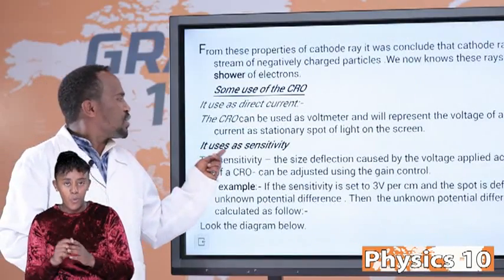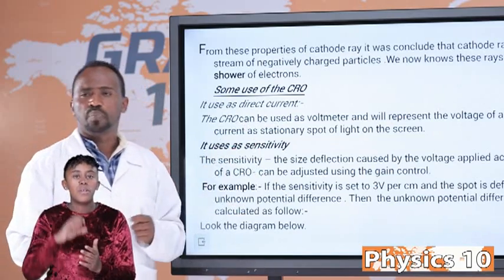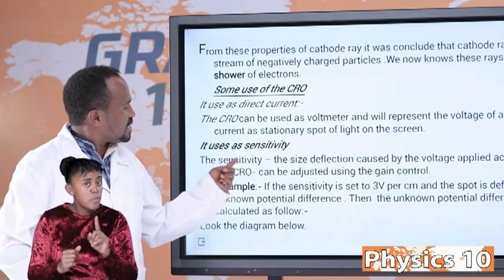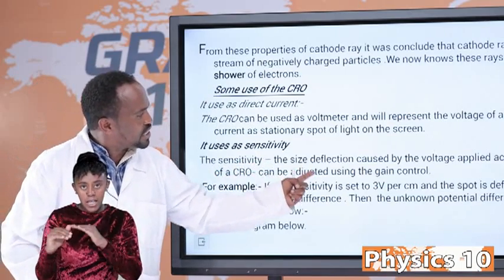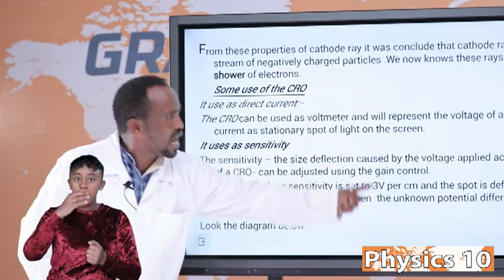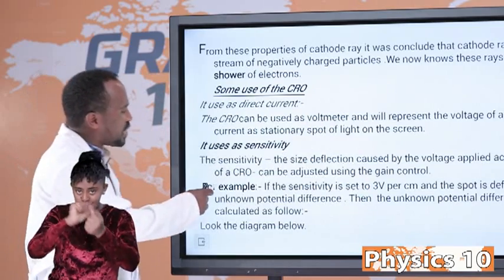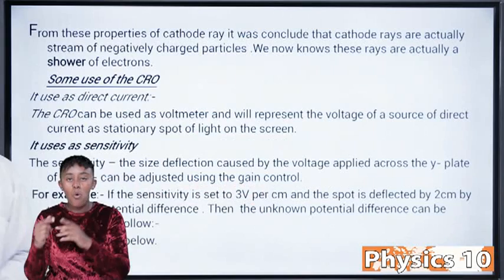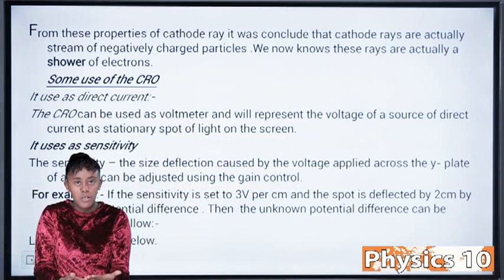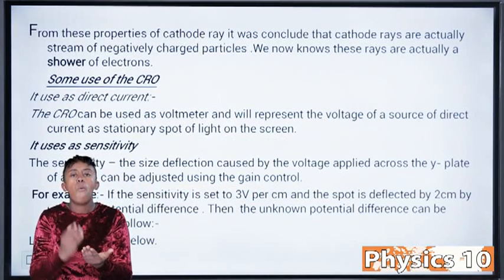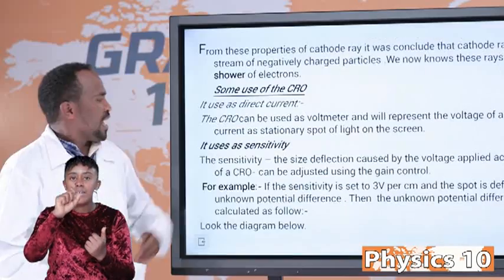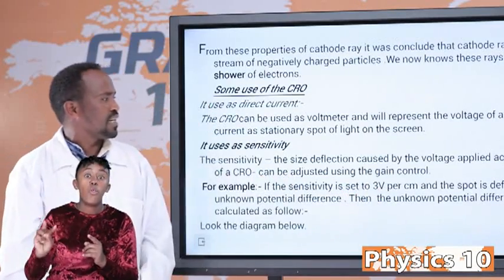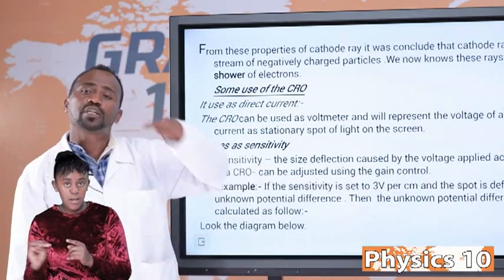And also, it is used for sensitivity. This is another function of the cathode ray oscilloscope. The sensitivity is the size of the deflection caused by the voltage applied across the Y plates of the cathode ray oscilloscope, and it can be adjusted using the gain control. So, for example, let us see how sensitivity is used. If the sensitivity is set to 3 volts per centimeter and the spot is deflected by 2 centimeters.